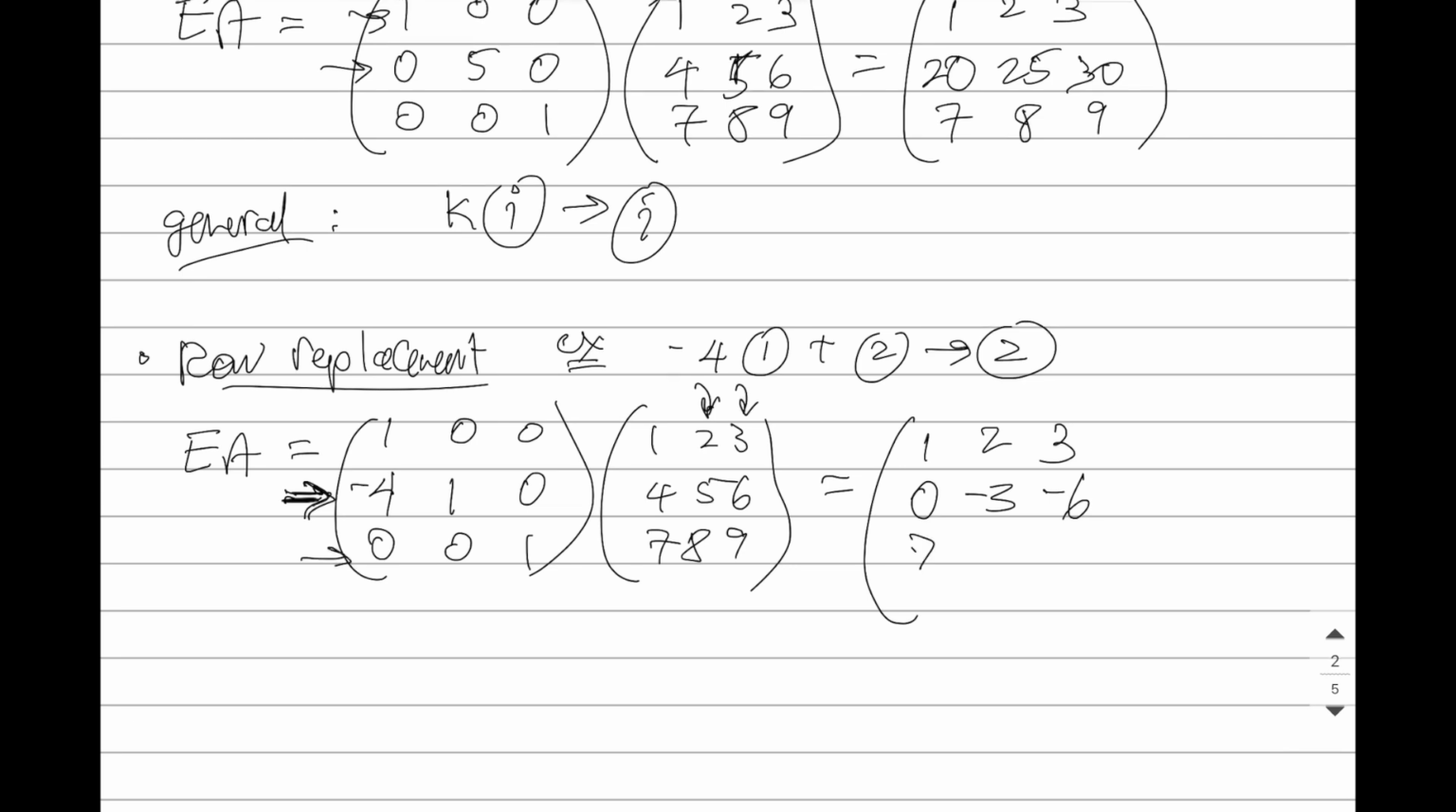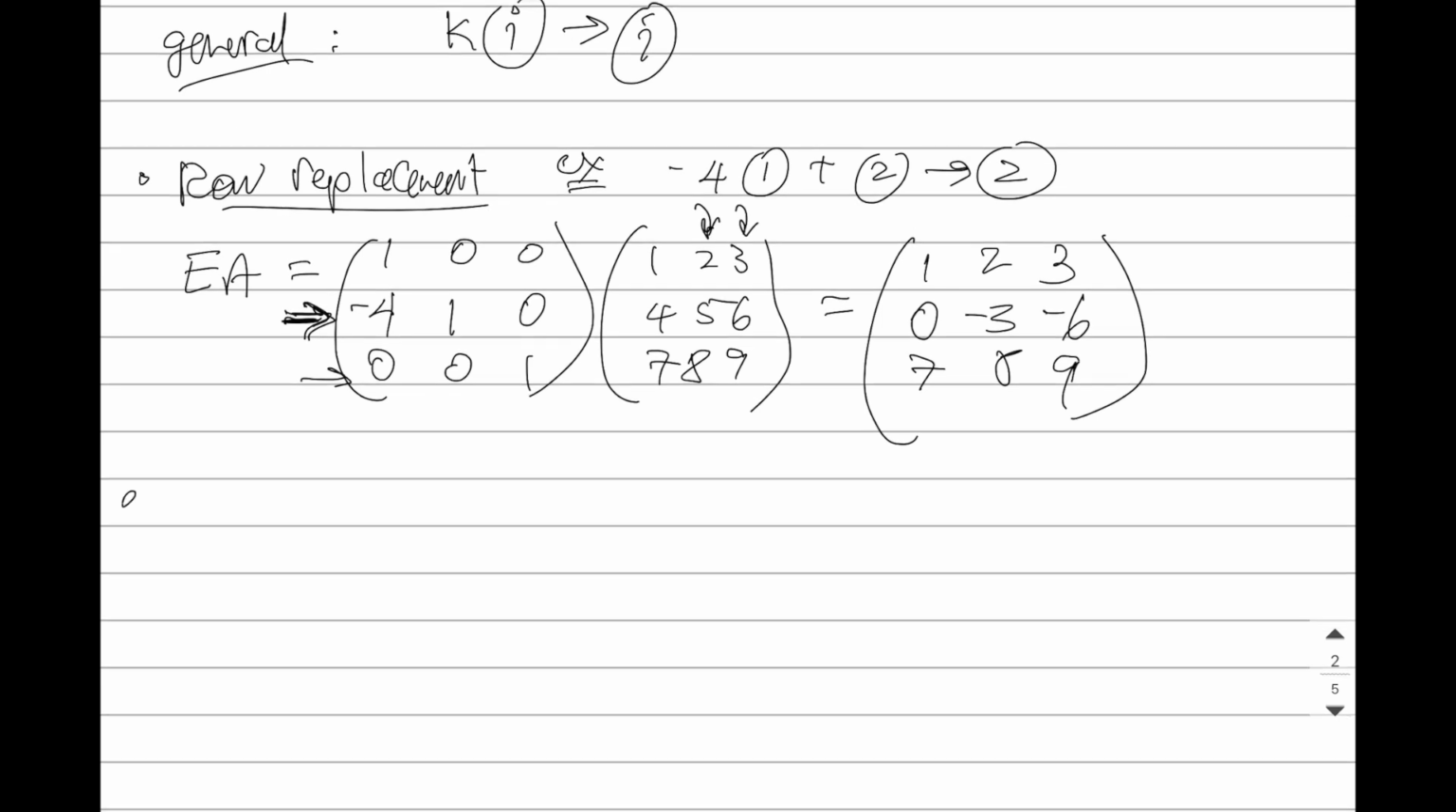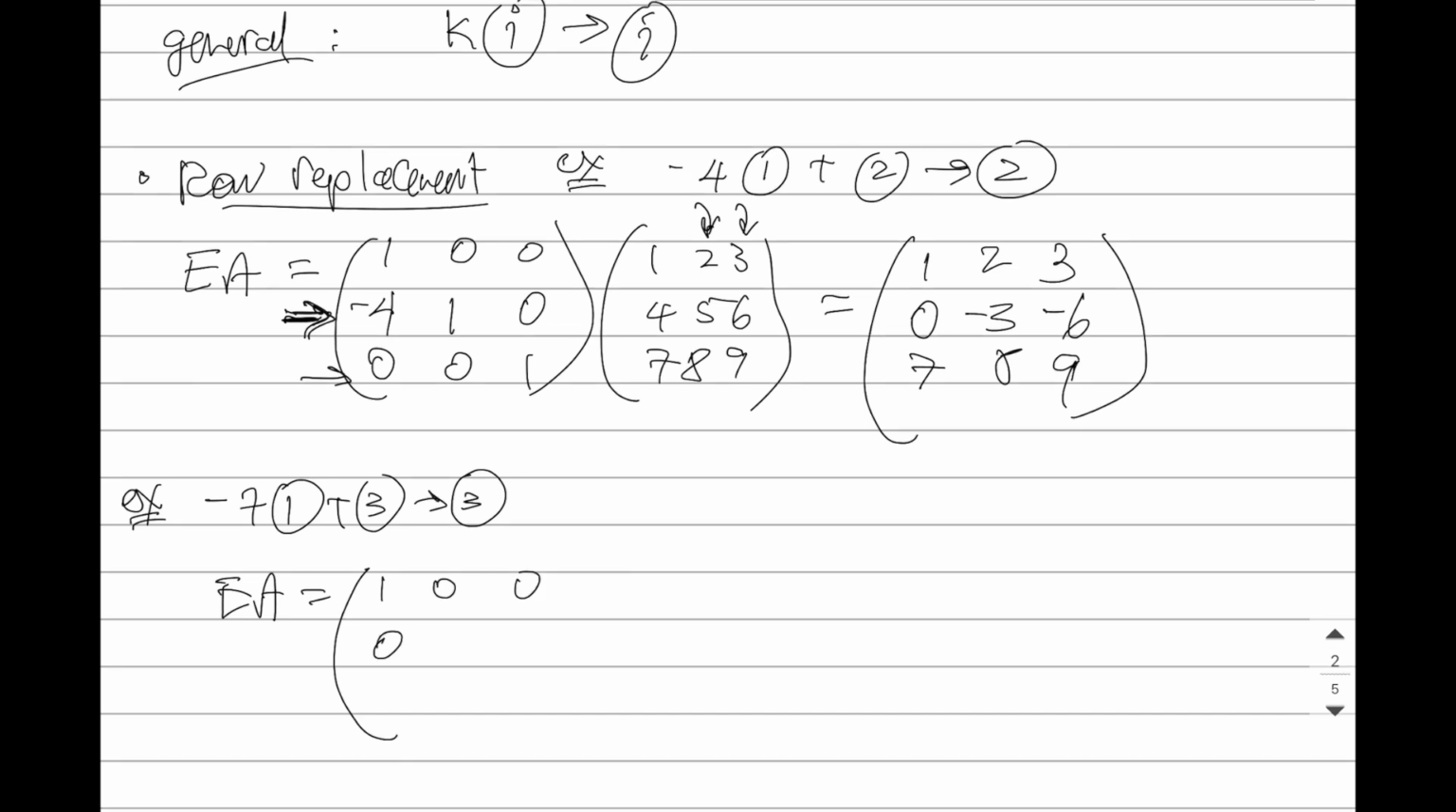If I continue on and do the dot product multiplication, no difference there. For example, now let's say I want to take -7 bunches of row 1 and add it to row 3 to become the new row 3. So it's the same idea. The top row is unaffected. The middle row will be unaffected. The only values we want to change are for the new third row.